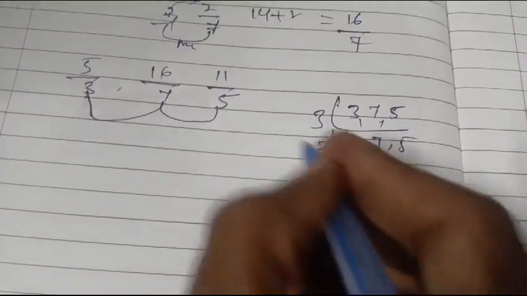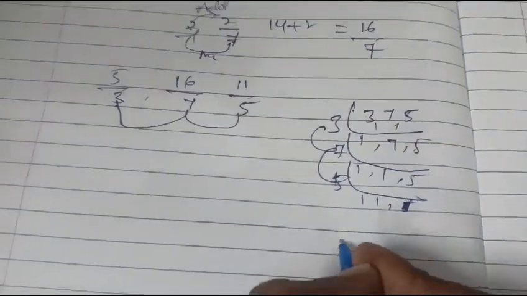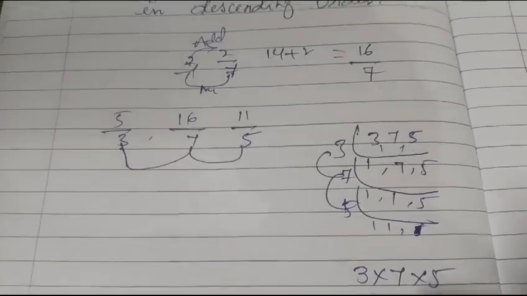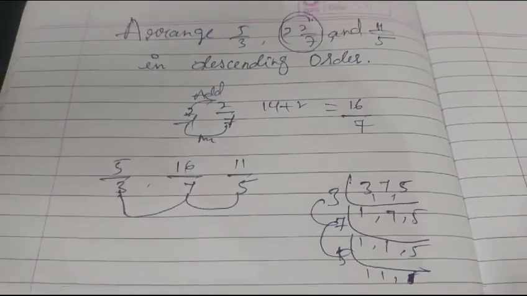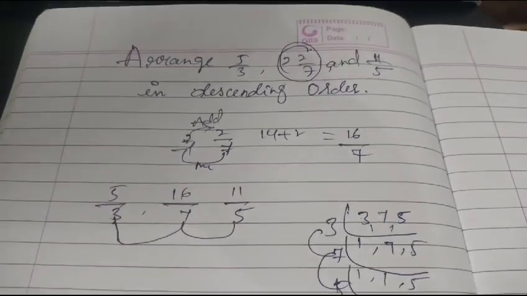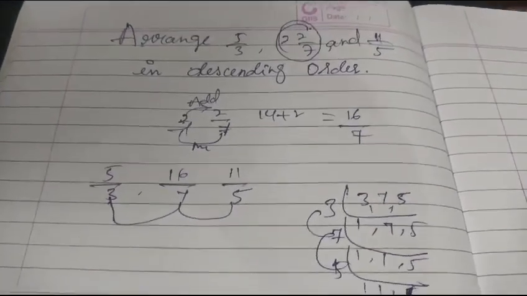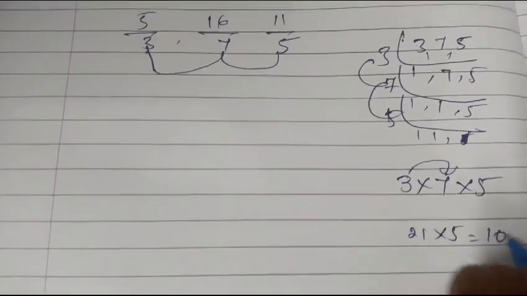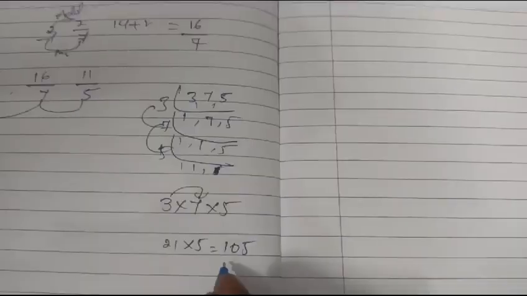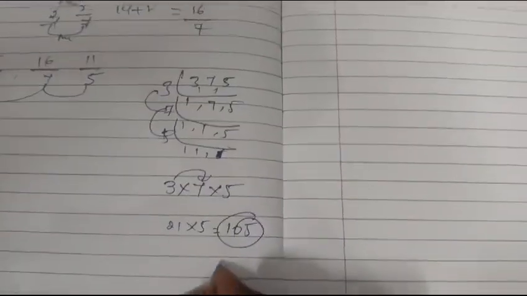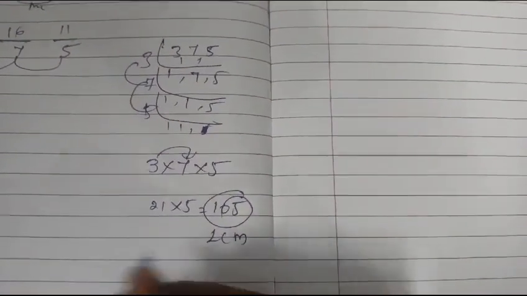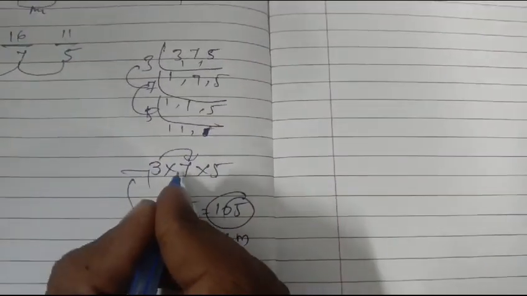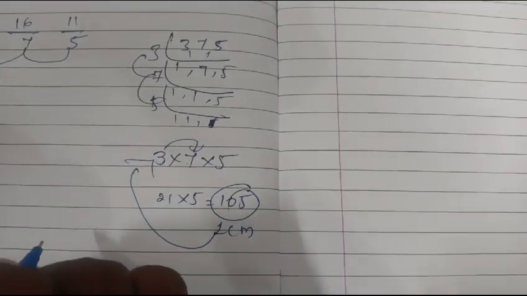Write this: 3 into 7 into 5. Now look at this, 3 7s are 21. 21 into 5 is equal to 105. So now 105 is the LCM of 3, 7, 5. Any doubt?